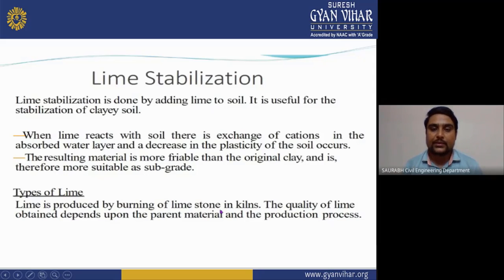When lime reacts with the soil, there is an exchange of cations in the absorbed water layer, and a decrease in the plasticity of the soil occurs. The resulting material is more friable than the original clay, and it is therefore more suitable as a subgrade. Here are the types of lime. Lime is produced by the burning of limestone in a kiln. The quality of lime obtained depends upon the parent material and the production process.